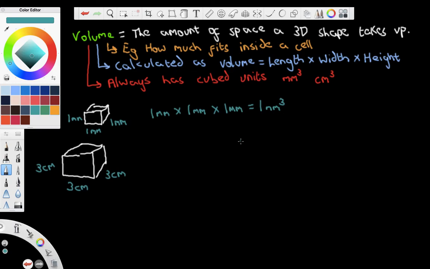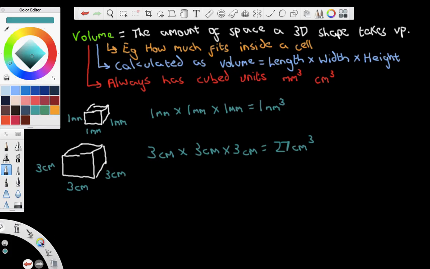Okay, you should have had a go at working out the volume of this cube. To answer this, you should have done 3 centimetres times 3 centimetres times 3 centimetres. This should have given you an answer of 27 centimetres cubed. So the volume of this cube is 27 centimetres cubed.